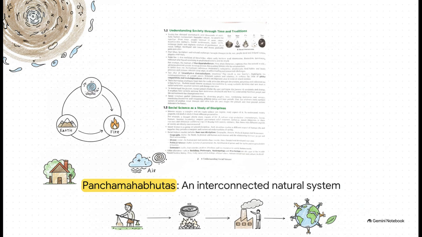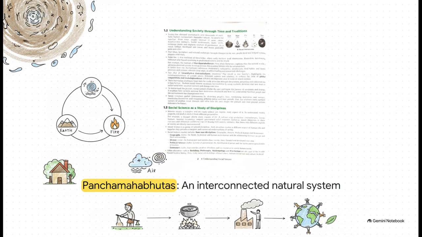That's earth, water, fire, air, and space. Early Indian thinkers didn't look at humanity as something separate from nature. No way. This concept represents a totally interconnected system. It shows this profound, very early understanding that human life is inextricably linked to the natural environment around us.